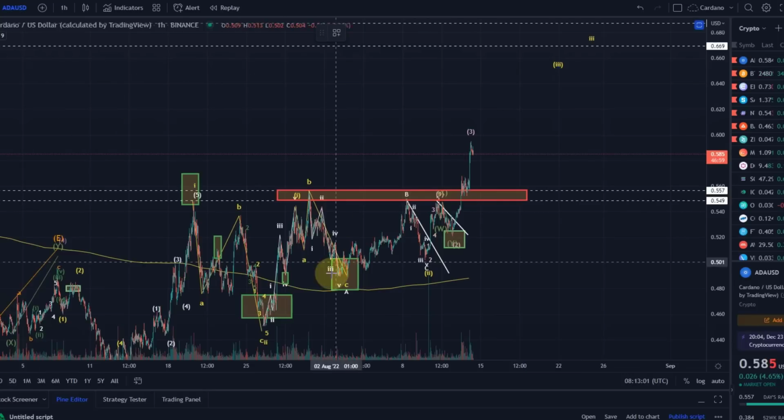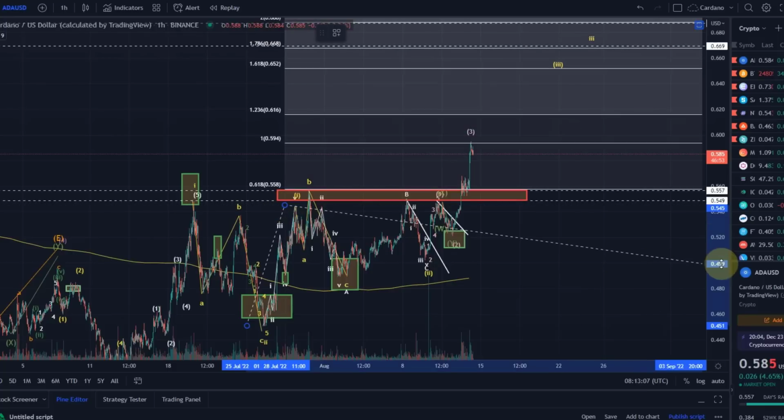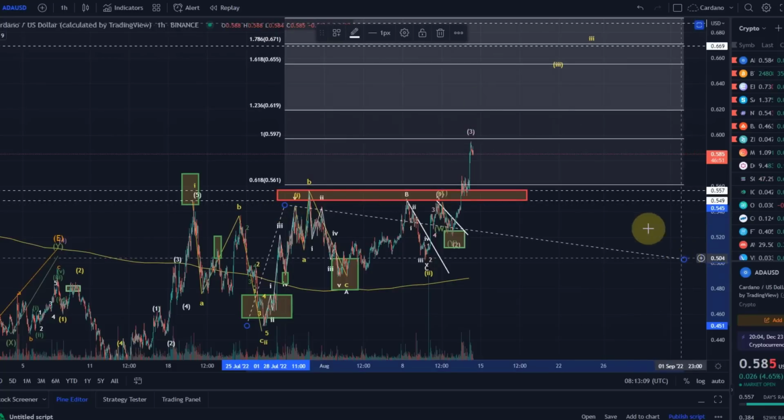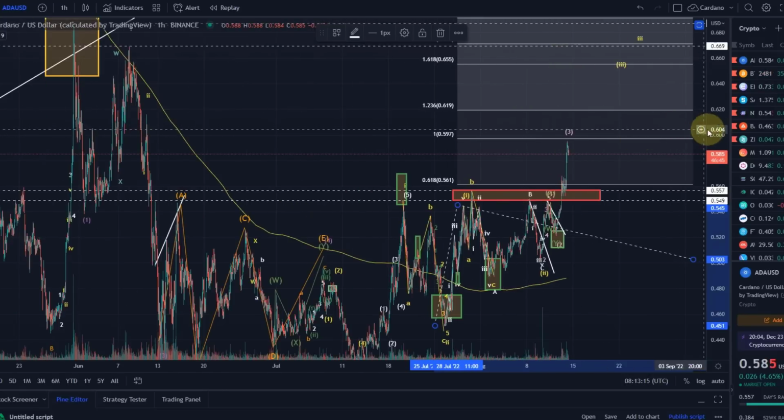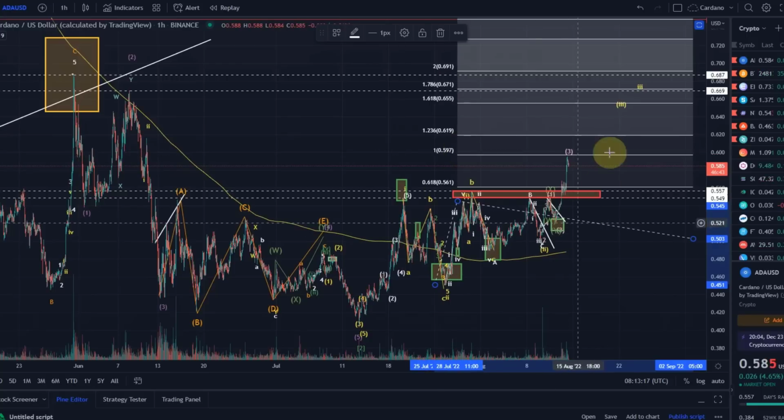So for measuring the target for the yellow wave 3, we take the Fibonacci extensions. And it's 65.5 cents for the 1.618 extension. And that is the target. I've been talking about that now for weeks. It's finally playing out. It was just this coiling up that took a little bit longer. So let's see if we get there.